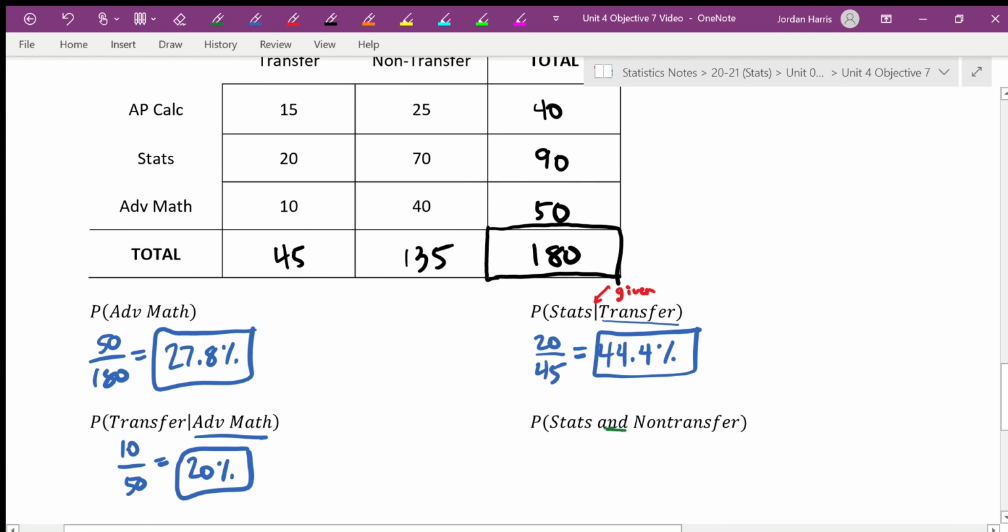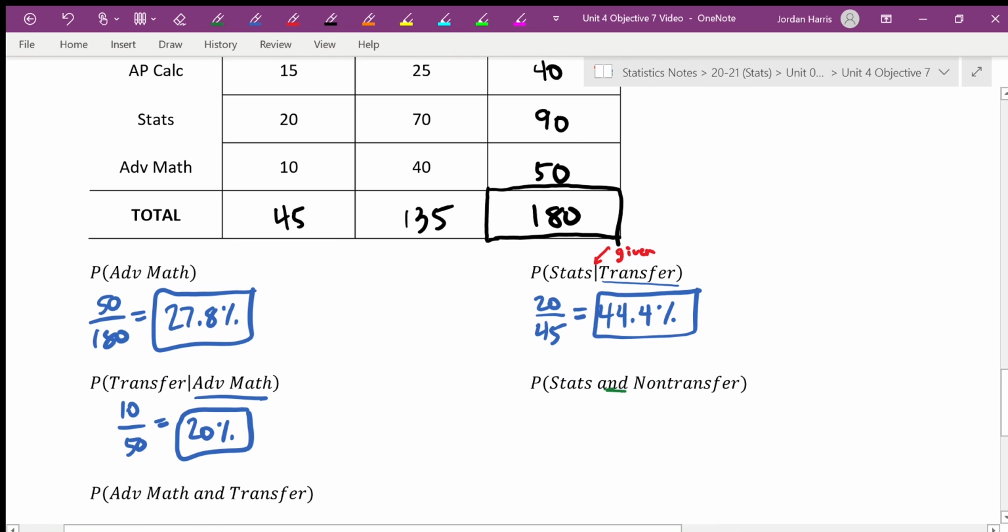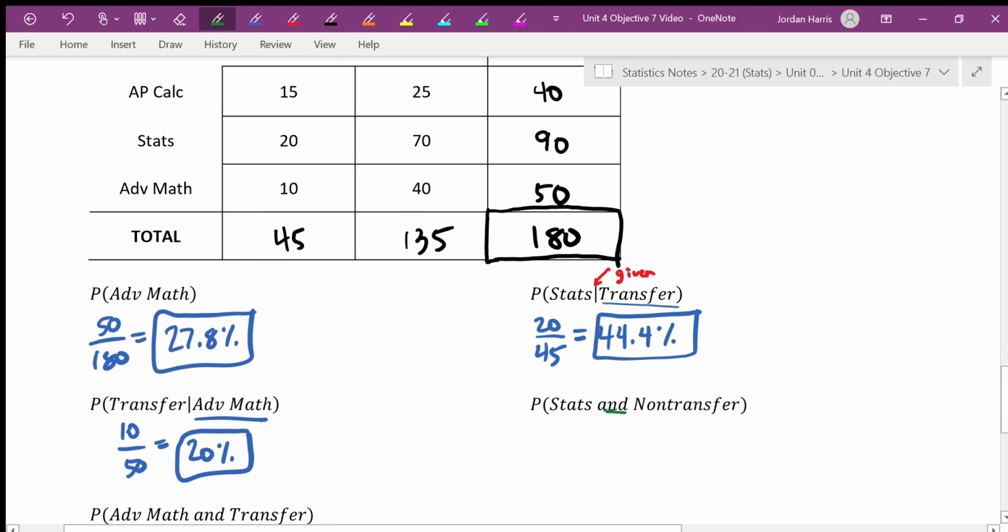One nice thing about these tables is we actually don't have to multiply. Think about it. Logically, think about it. This is asking what's the probability of getting a student that is both a stats student and a non-transfer student? So we're looking at the total. There's no condition, so it's out of 180. If there's no condition, we always compare it to the total, so over 180. The only time that changes is with that line, the condition, the given. This one doesn't have a line, so it's all of them.